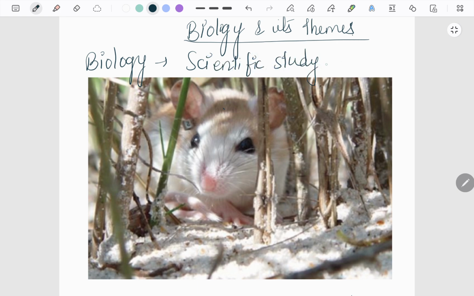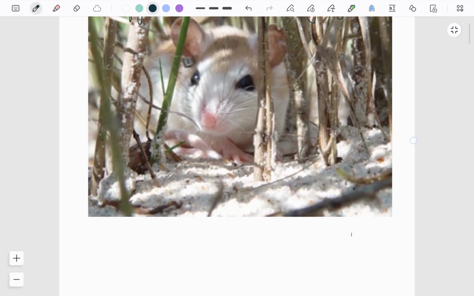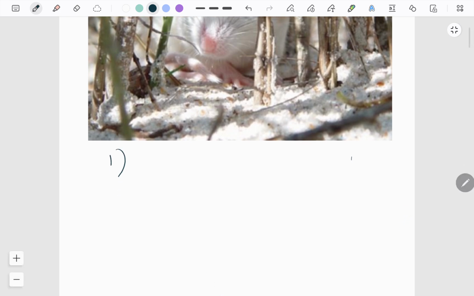Now if we study life scientifically, we will get an enormous amount of knowledge, and we need to categorize it, or put it in categories. So there are 5 unifying themes, right? And those themes we will study in detail later. Today I will give a small description.